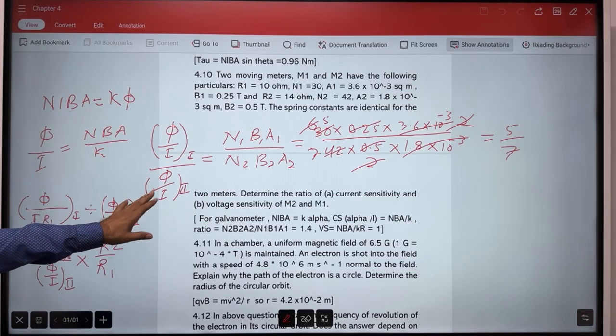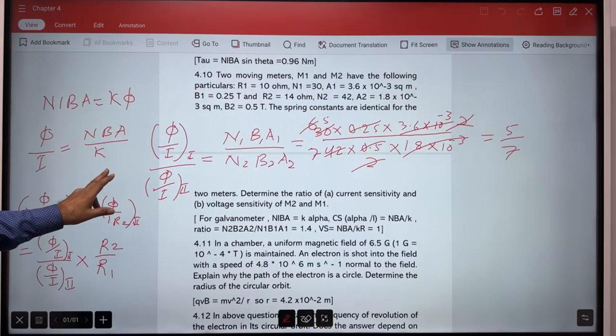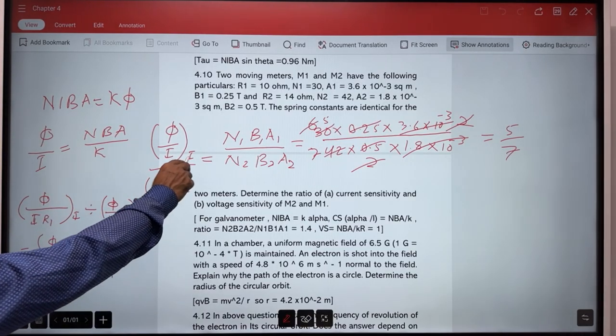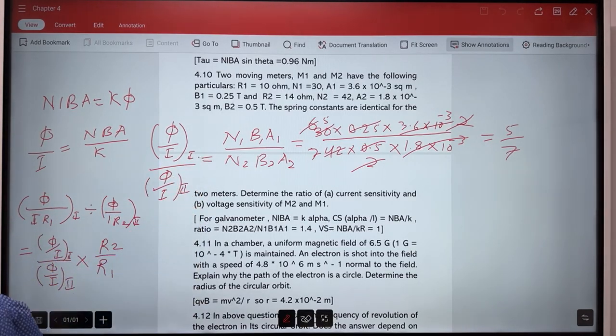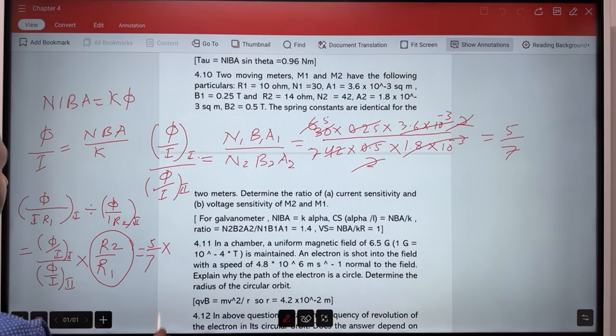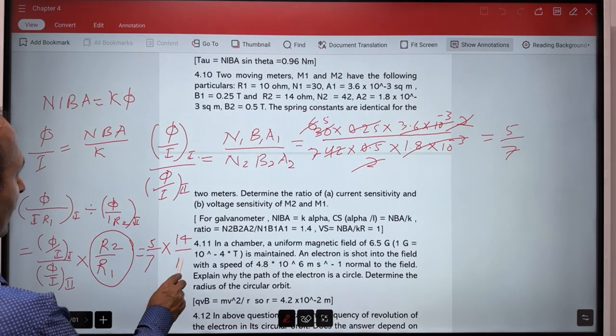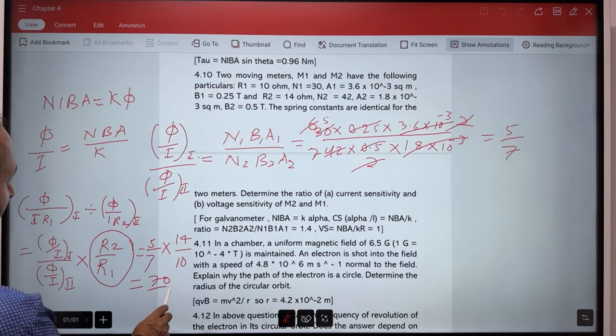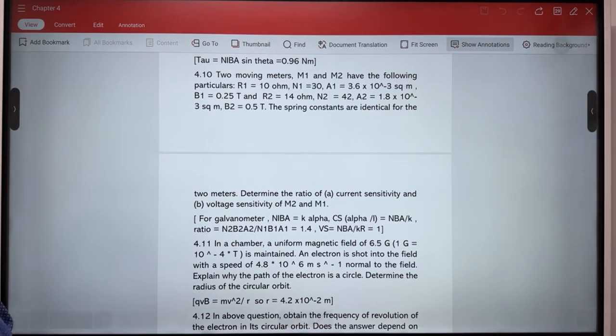Phi I1 upon phi I2 we have already evaluated. Either here, in place of I1 I2, you can write M1 M2, that is the same thing. So this value is equal to 5/7. What more do we have to do? We have to multiply by R2 upon R1, that is 5/7 times 14 divided by 10, so you will get 70 upon 70, and that is 1. So we have got the ratio of voltage sensitivity.